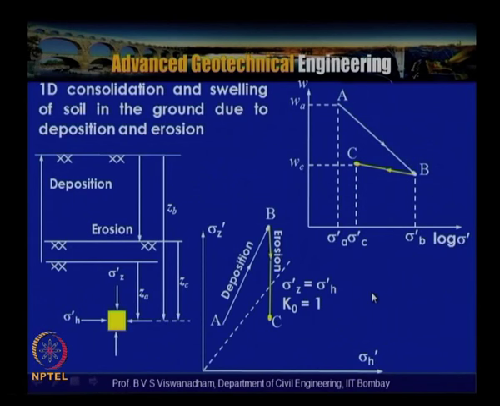Here K₀, the pressure at rest, is defined as horizontal stress by vertical stress. When K₀ is equal to 1, in elastic equilibrium, σ'_z is equal to σ'_h. This is the K₀ line. So σ'_h is on the x axis and σ'_z on the y axis. When deposition is happening, A to B decreases, and from B to C the K₀ values can go more than one, particularly because of this stress effect. So the one-dimensional consolidation and swelling of soil in the ground due to deposition and erosion is depicted, and these represent the different water contents because of the types of actions subjected.